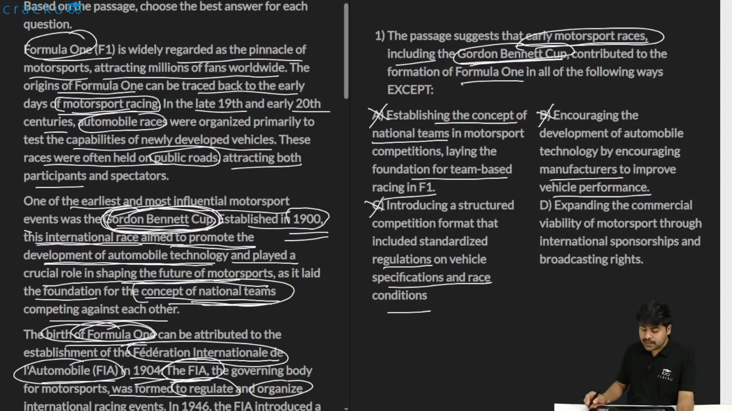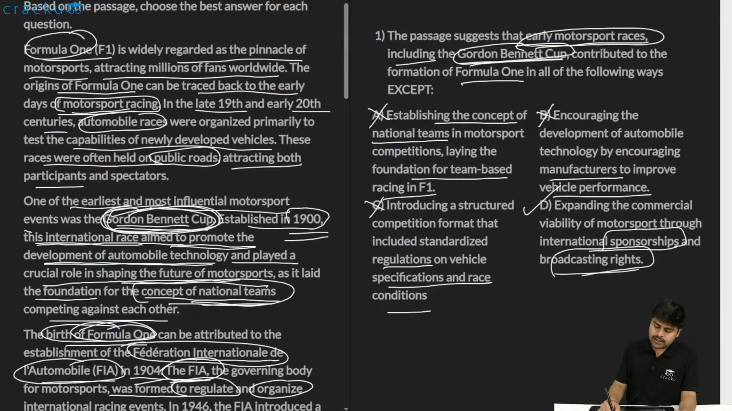Option D says expanding the current commercial viability of motorsport through international sponsorships and broadcasting rights. So this is not something that has been discussed in the passage. We did not really discuss the sponsorships and broadcasting rights part. We can't really say that this is how F1 was born, right? So this is the correct answer.